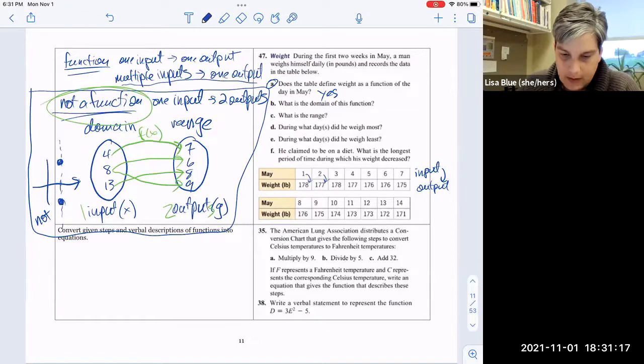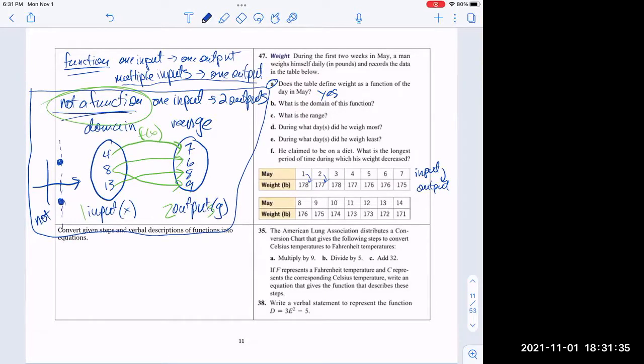So how about converting given steps and verbal descriptions of functions into equations? Do we need to see 35, 38? Those are the only two I've got there. Or do we want to move on? Let's keep it moving.